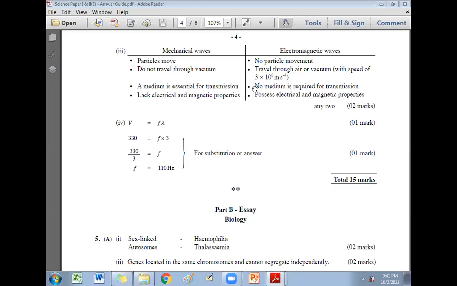So the mechanical waves and electromagnetic waves also, they have given the differences. So they have given 4 differences, right? This is how those who had done, you can check with the answers. So you can put the marks also.